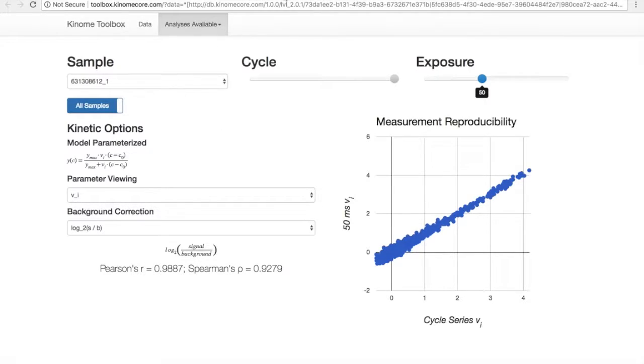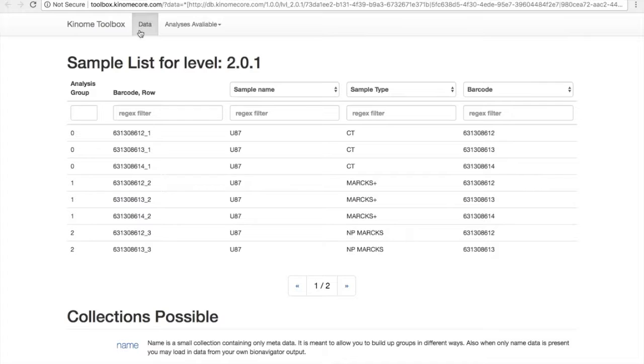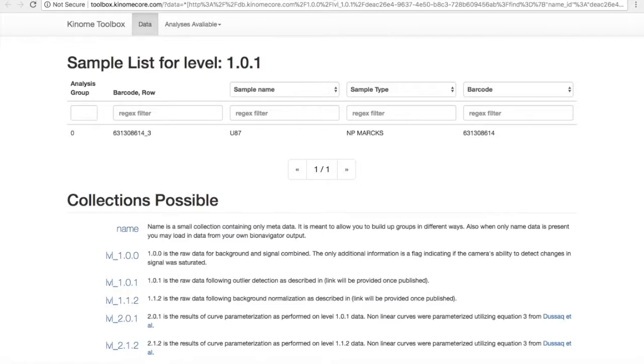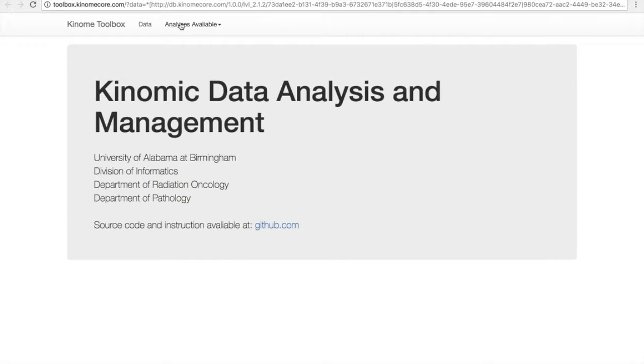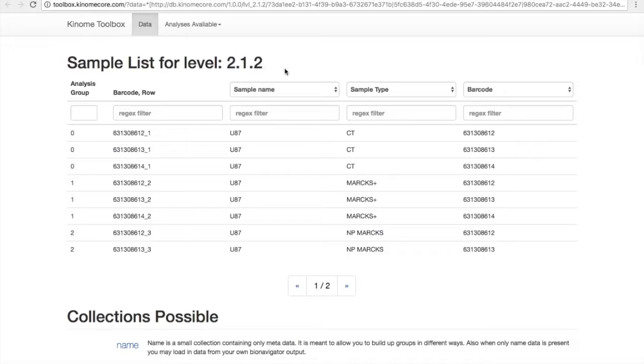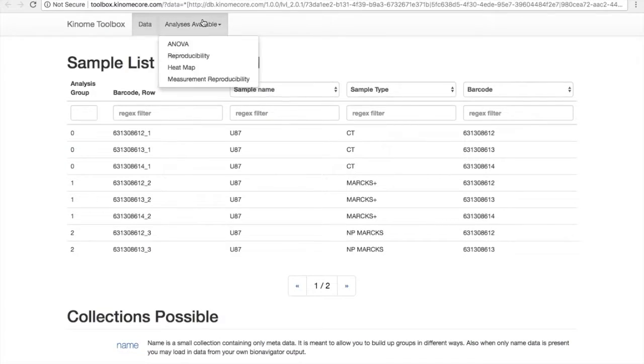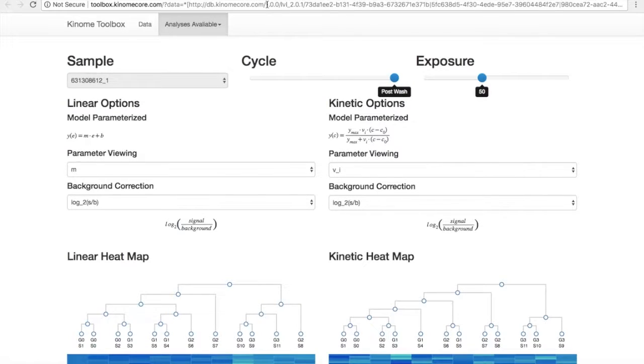If we want to take a look at all of these things, we can compare them between this data, which is our level 2.0.1 data, without background normalization, and our level 2.1.2 data. And we can look at all of these analyses and compare how they perform. In the interest of time, the only one we're going to take a look at is this heat map. So if we scroll over to the heat map on both of these, we can see how much this background normalization affects the clustering. And for comparison's sake, we're going to take a look at the cycle slope exposure time and the post-wash, which are our most robust measures that we have.